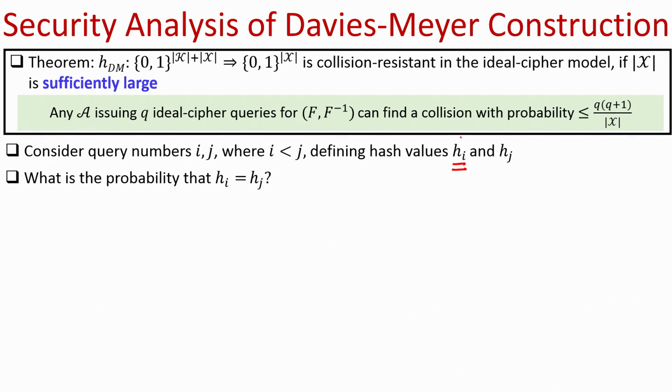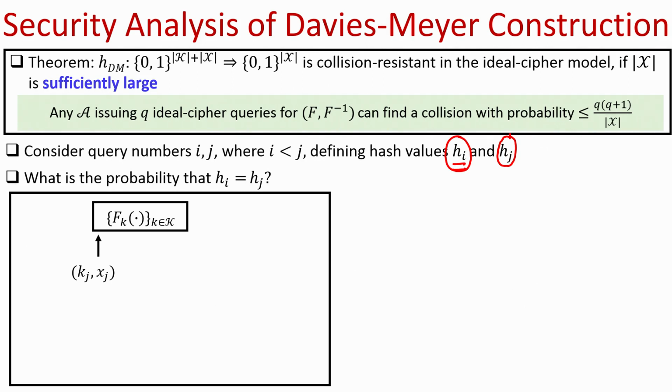So, what we denote here is that for the ith query, based on the response, whatever hash value he learns, I denote it as h sub i, and for the jth query, whatever hash value he learns for the Davis-Meyer function, I denote it as h sub j. And now I am interested to compute the probability that the ith hash value and the jth hash value which the adversary learns in this ideal cipher model are the same. So, now there could be two cases here.